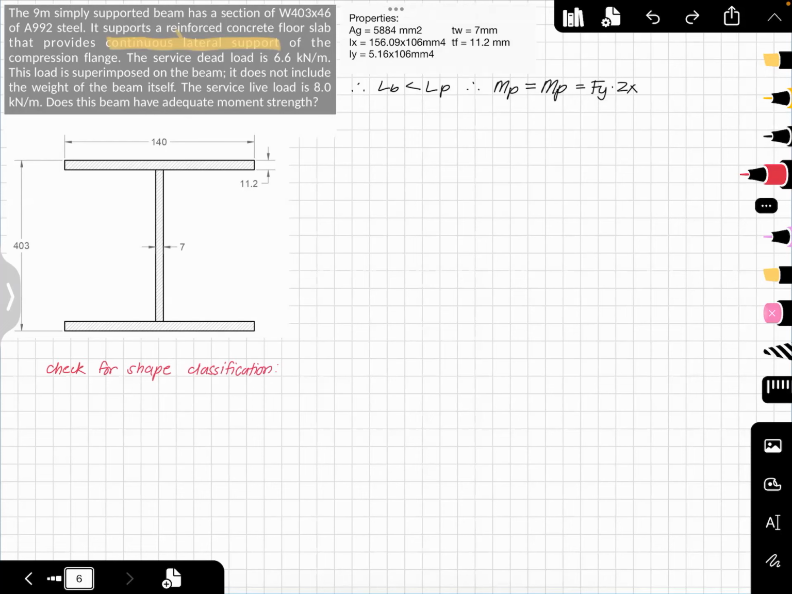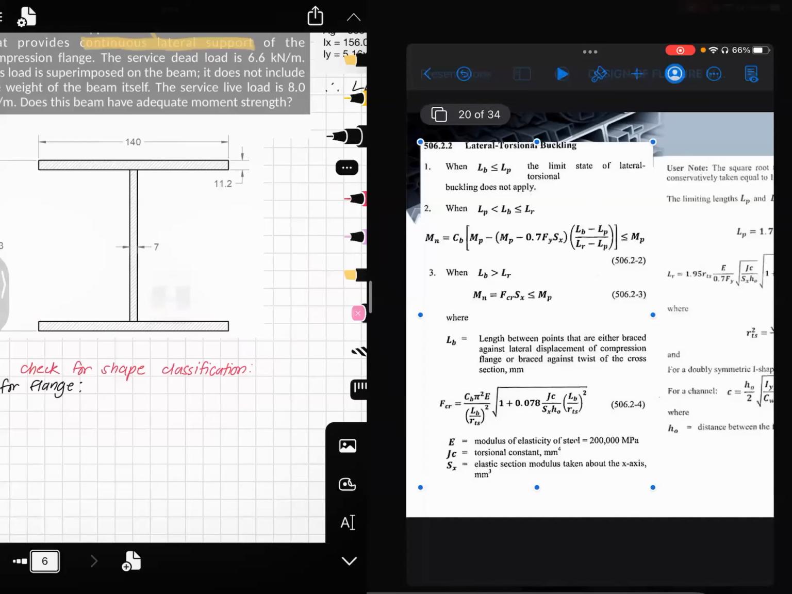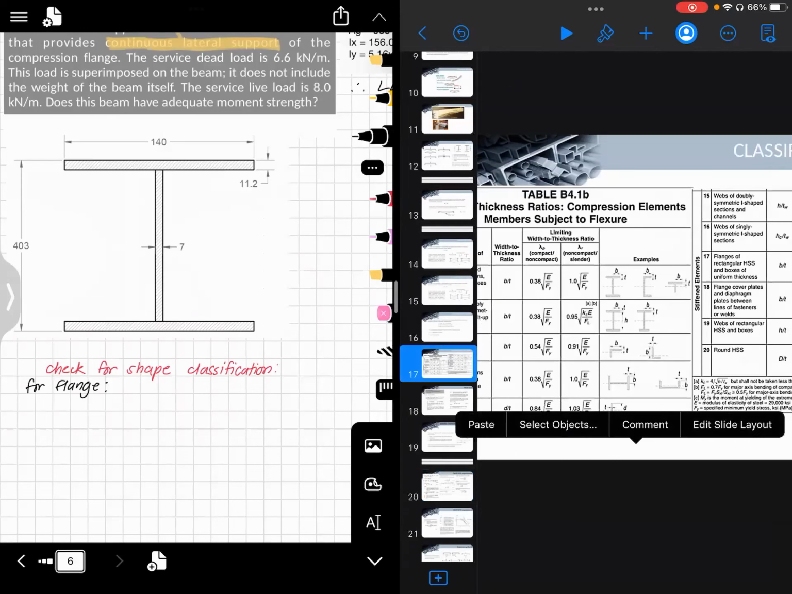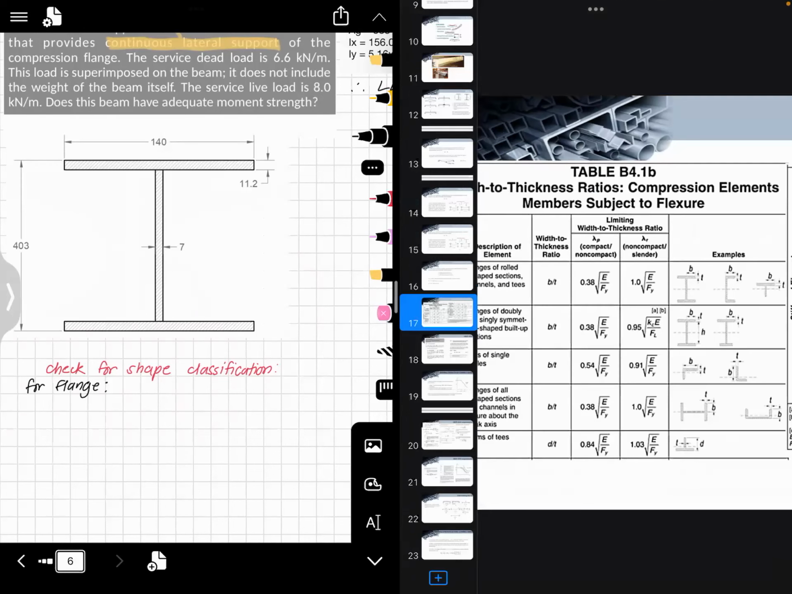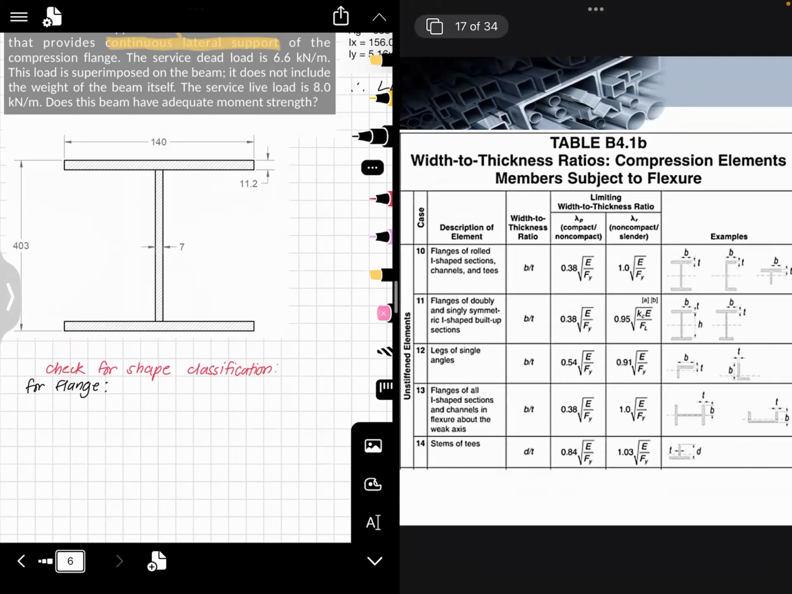So to check, check natin yung flange. So for the flange, balikan ulit natin yung NSCP. Dito tayo sa table. Ayan. So, this is a flange of rolled section, I shape. So, dito tayo sa number 10. So, for the flange, we have width to thickness ratio.